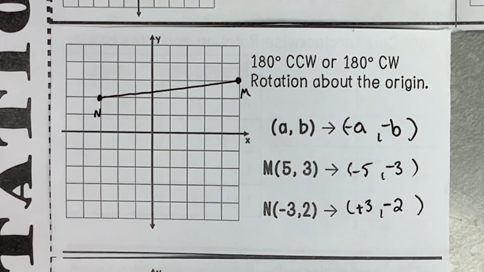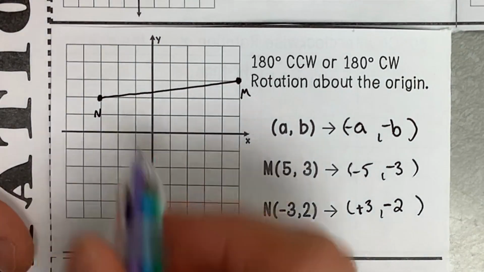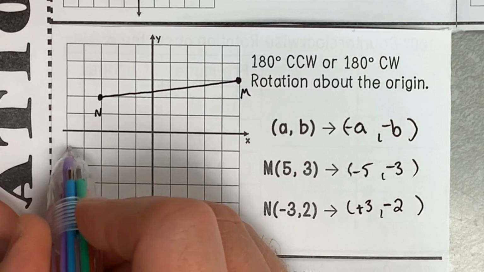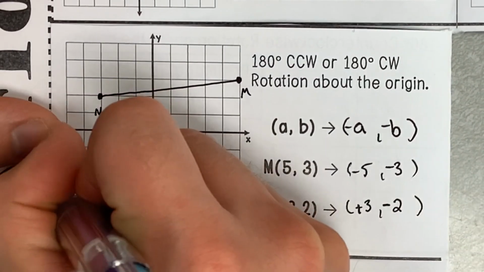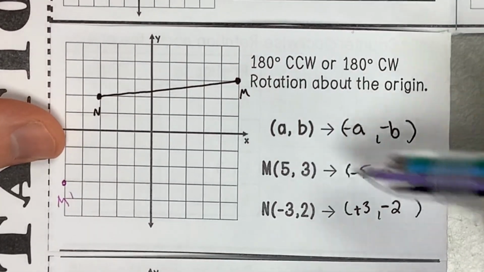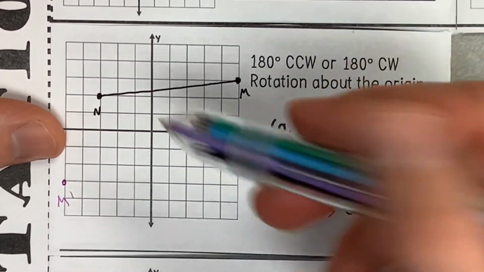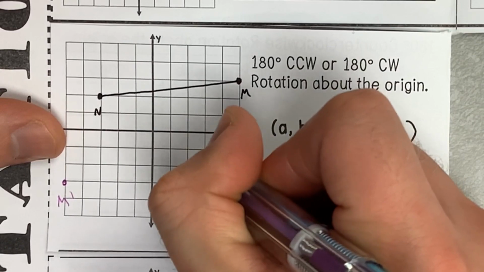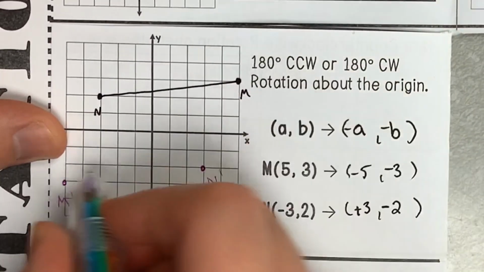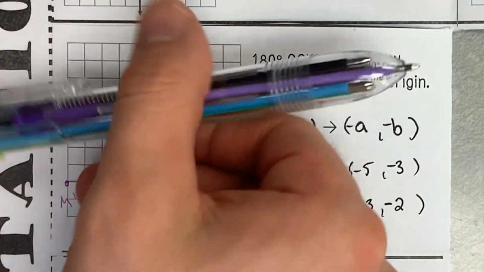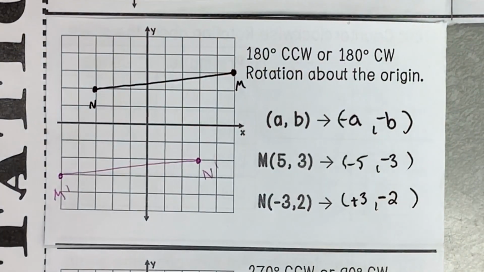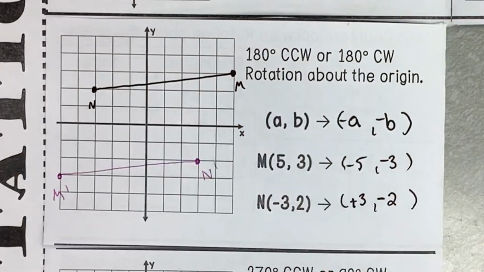That's it. Now I can graph this. -5, 3. Well, 1, 2, 3, 4, 5. 1, 2, 3. This is going to be M prime. And I got 3, 2. 1, 2, 3, 1, 2. And even though it may not look like it to you, this is a nice 180 flip that way, or you could do a 180 flip that way, ends up in the same spot. That is a 180 degrees counterclockwise or clockwise rotation.